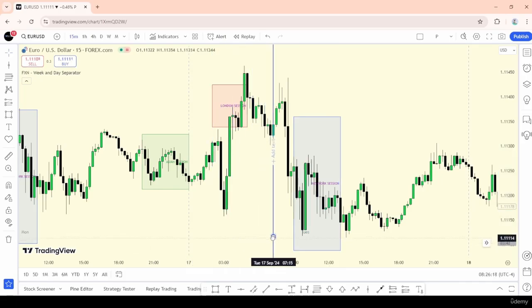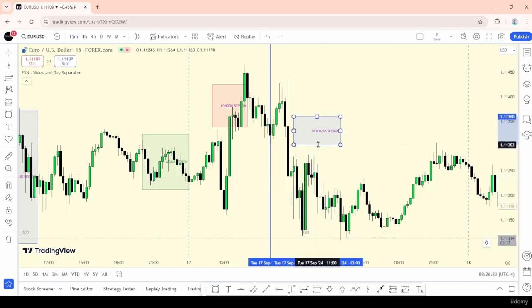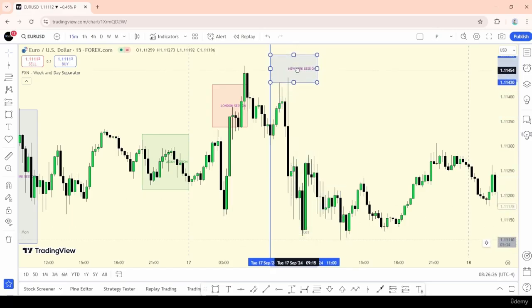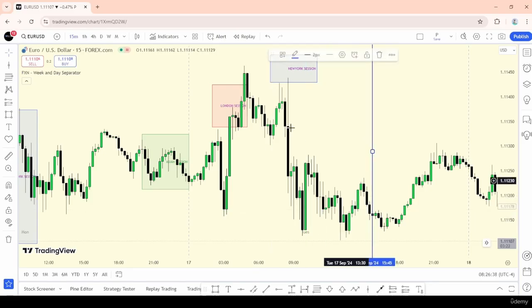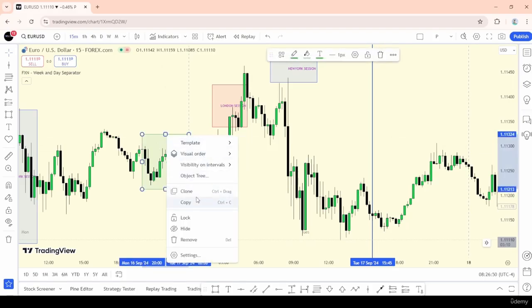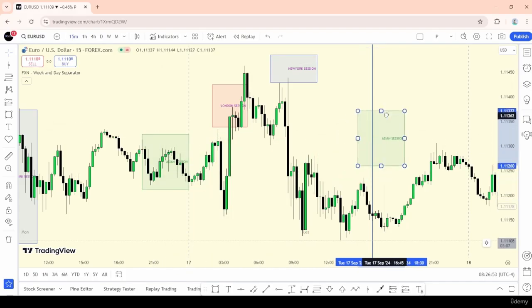New York session, we have said it starts from 7. So from 7 to 11. So you can see we got a move back higher, then we collapsed lower, making the daily range during New York session. So you can see that on this day, on Tuesday, we moved out further during the New York session. And then the other one will be the Asian session.